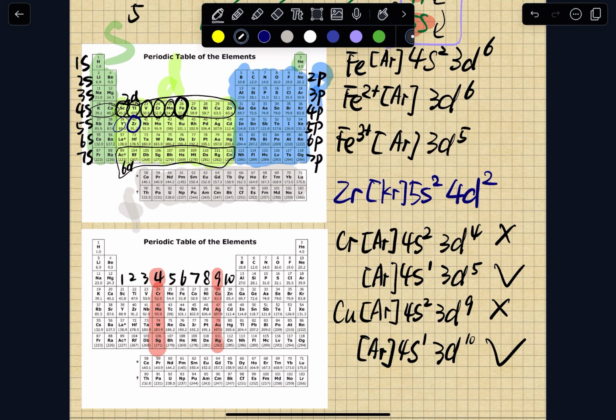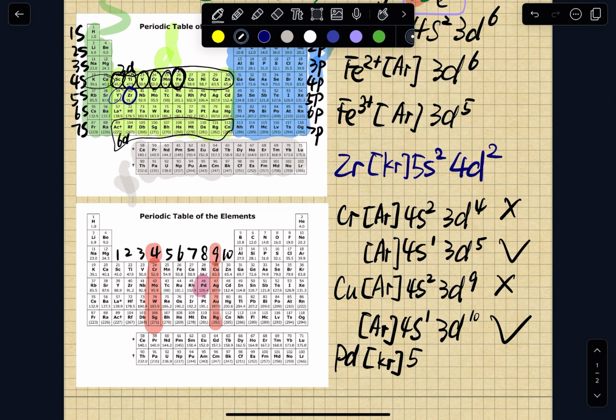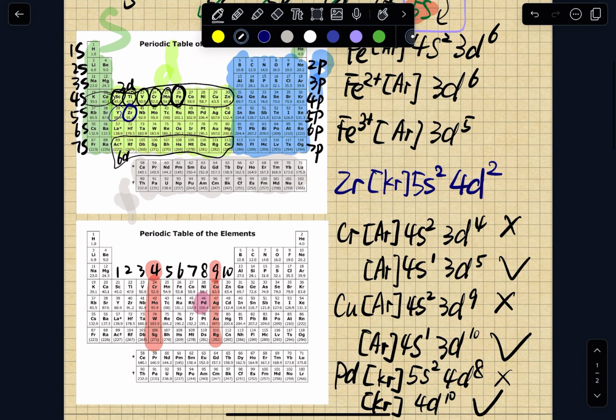I should stop the video here, but let me tell you about one more element, which is Pd. Pd is not in the 4th or 9th column, but it is also a special one. The electron configuration is actually not Kr 5s2 4d8. The d subshell is so eager to have 10 electrons that it robbed both electrons from the s orbital, being Kr 4d10.